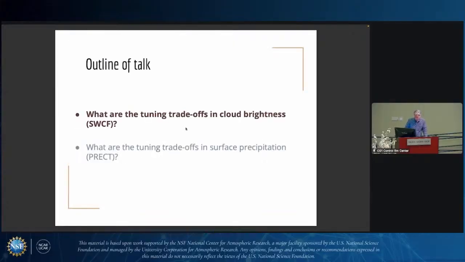Okay, so in the remainder of the talk, I'll talk first about tuning trade-offs in cloud brightness, in other words, shortwave cloud forcing, and then I'll talk about tuning trade-offs in surface precipitation, aka PREC-T.